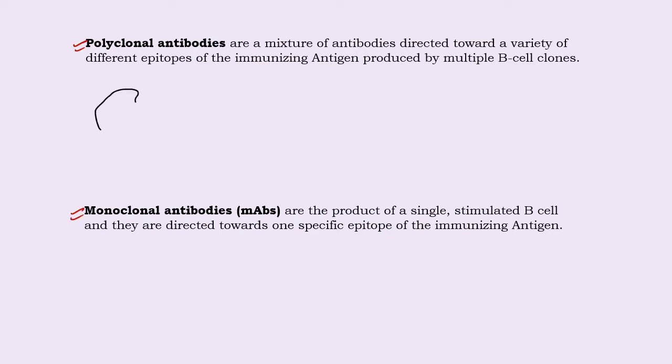Suppose our body is invaded by an antigen. This is an immunizing antigen. What is immunizing antigen? The antigen which can initiate the immune reaction. Okay. So, this antigen can have various antigenic determinants on its surface, antigenic determinants or epitope. Okay. These antigenic determinants can initiate the immune responses.